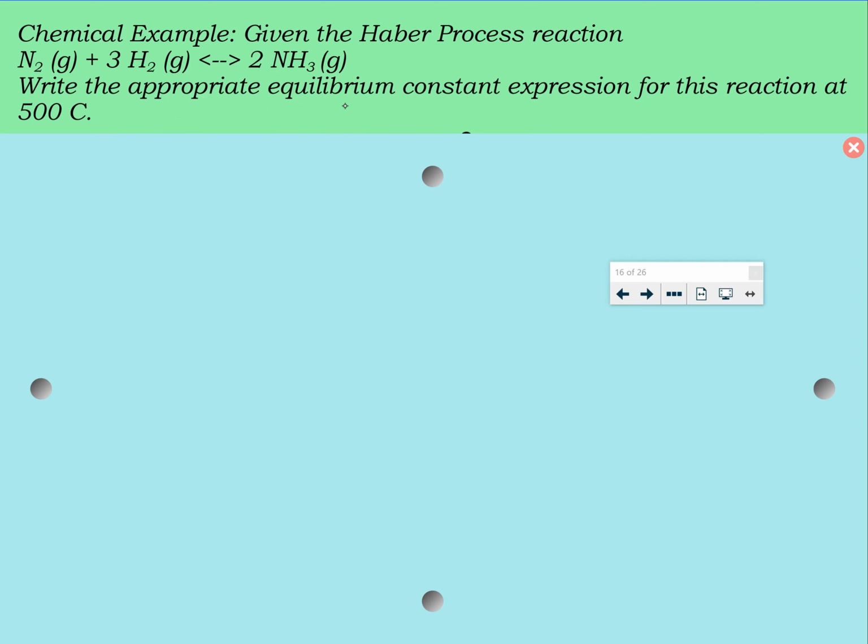Appropriate equilibrium constant expression. So we're looking for K, and we're going to call it C for concentrations. So we're going to include gases and aqueous species. These are all gases, and it's going to be products. I'm going to put NH3 inside brackets to say concentration, squared because there's a coefficient of 2, over the reactants, N2 to the 1, H2 to the third because the coefficient is 3. That's all you have to do for an equilibrium expression.